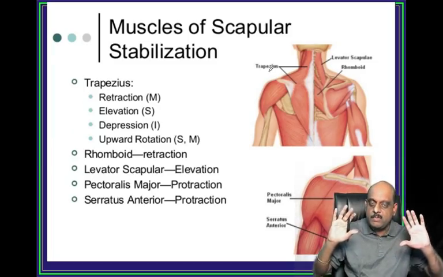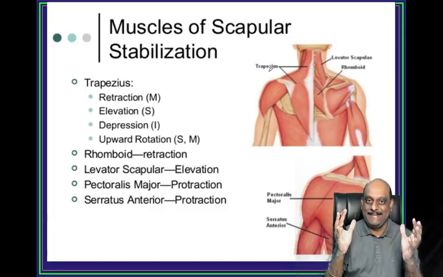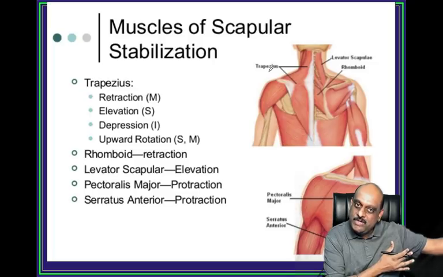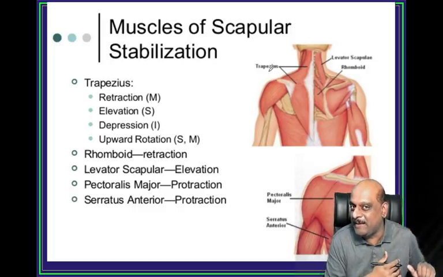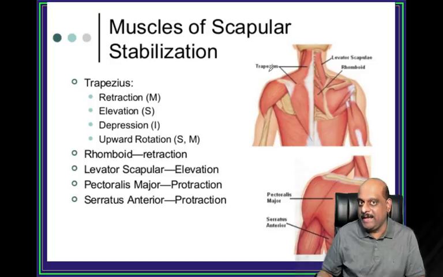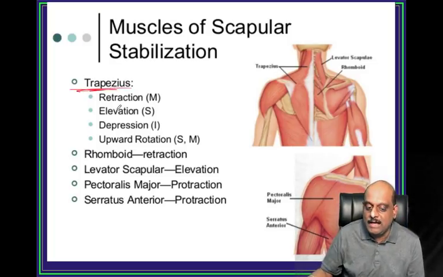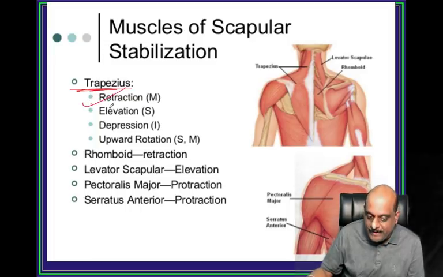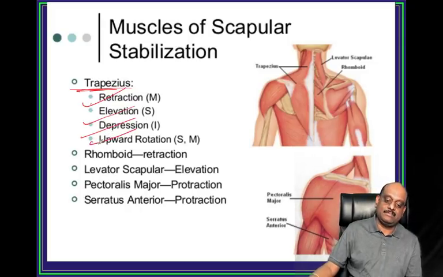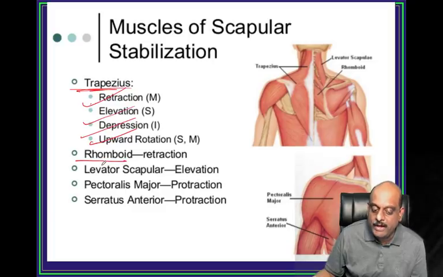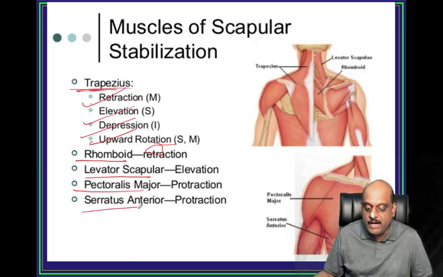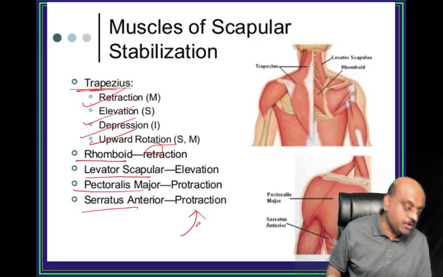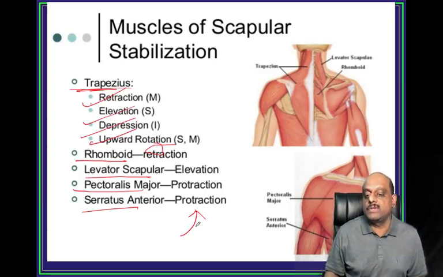Now, doctor, what are the various muscles that stabilize the scapula? Before this, in the FMGE June 2018 paper itself, we heard about the retractor of the scapula. We are still hearing it now. That's the reason to be careful, right? Trapezius leads to retraction, elevation, depression and upward rotation. Then rhomboid: retraction. Levator scapulae: elevation. Pectoralis major: protraction. Serratus anterior: protraction. So you should be very sure what the stabilizers of the scapula are.